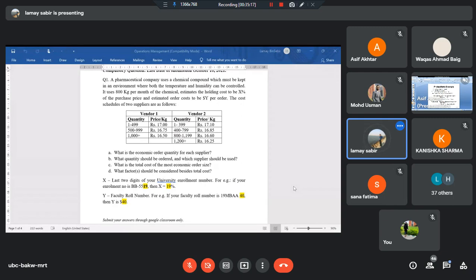So this is a customized question, and for each and every student, since the roll number or enrollment number will be completely different, the answer will be different for each individual. I hope you are able to understand what X and Y mean and how to calculate X and Y.